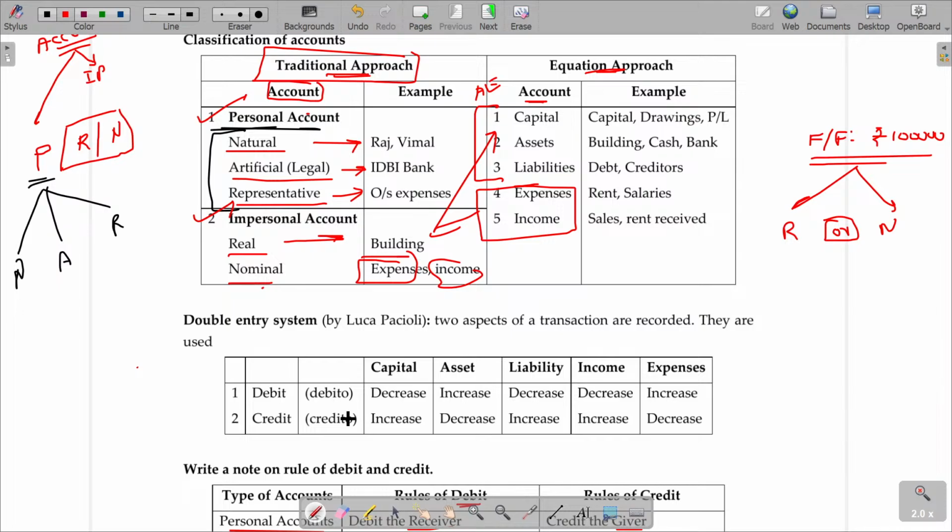We never bother about the debit, what comes in, credit, what goes out, in the case of the accounting equation approach. Of course, you can prepare all the accounts similar to the way we prepared in the traditional accounting approach also, without mugging up the debit and credit here. Is that okay? Capital, assets, building, cash and bank. So some examples are also given here. Liabilities, debt and creditors, expenses being rent and salaries, income being sales and rent receipt.